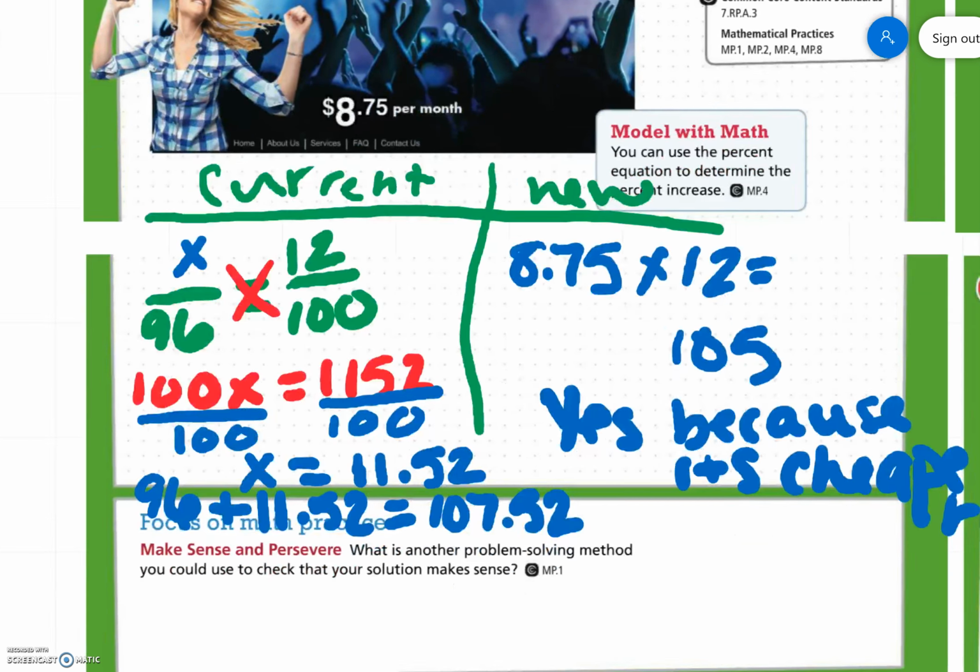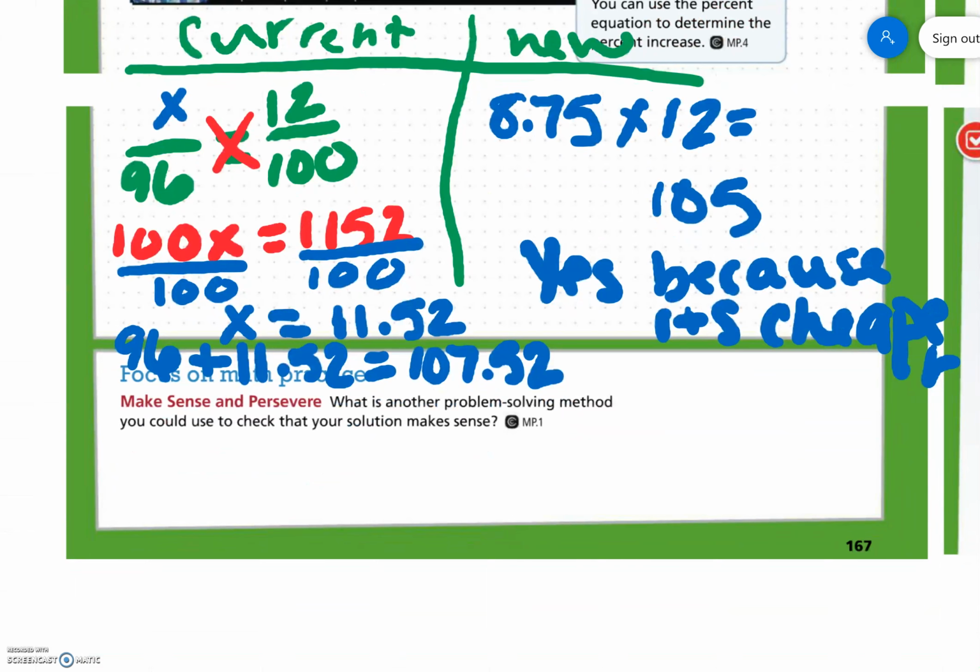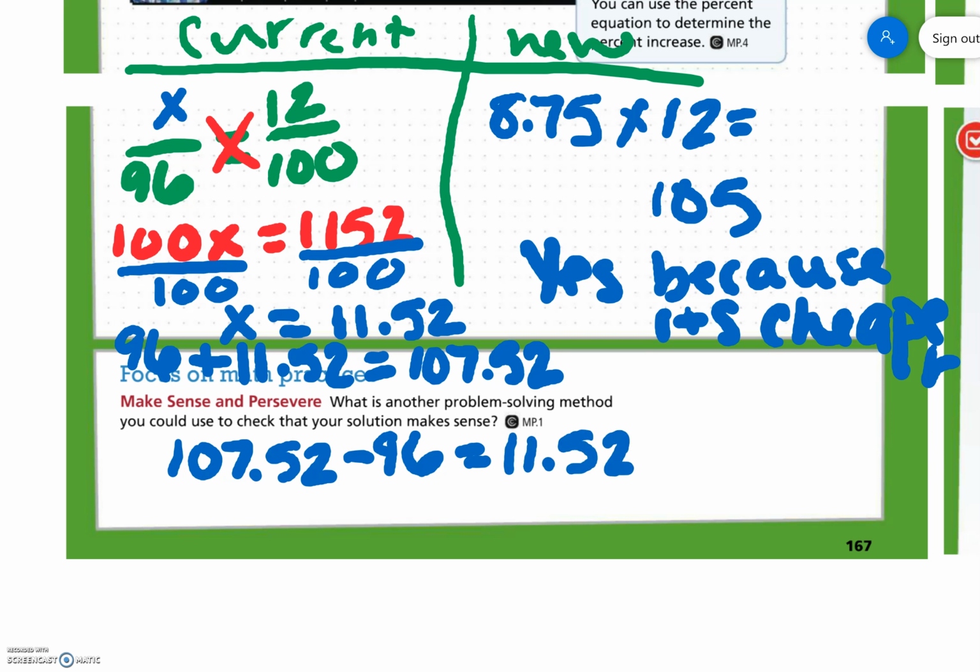What is another problem-solving method you could use to check that your solution makes sense? We could do 107.52 minus the original price, 96. That equals 11.52. And we could see that's our part over the original 96 and make sure that that's the same percentage increase.